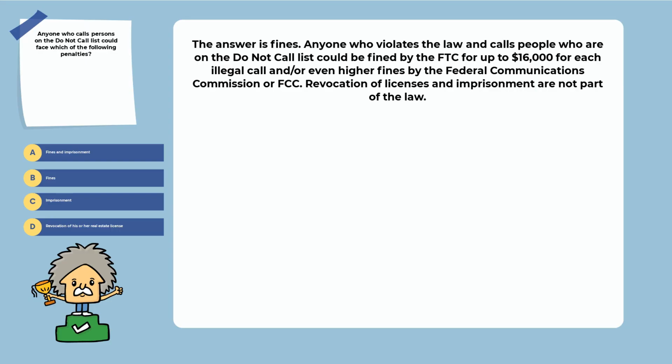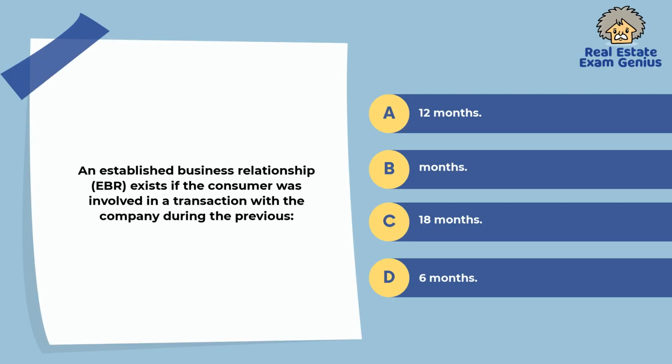The answer is fines. Anyone who violates the law and calls people who are on the Do Not Call list could be fined by the FTC for up to $16,000 for each illegal call, or even higher fines by the Federal Communications Commission or FCC. Revocation of licenses and imprisonment are not part of the law.